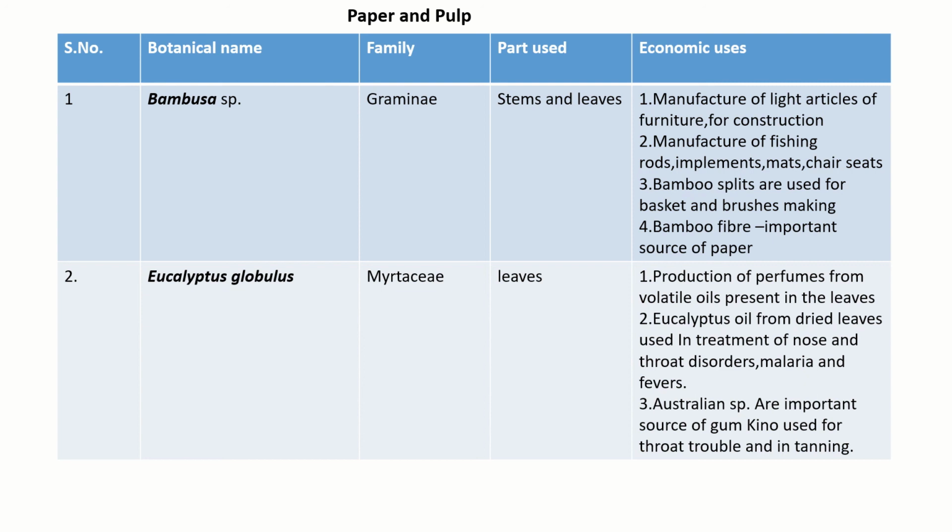Now we'll come to Eucalyptus of Myrtaceae family. The leaves are used here. It's used in the production of perfumes from volatile oil. Eucalyptus oil is very famous. That's present in the leaves. Eucalyptus oil is extracted from the dried leaves. It's used in the treatment of nose and throat disorders, malaria and fever. Australian species are an important source of gum, used for throat trouble and in tanning.